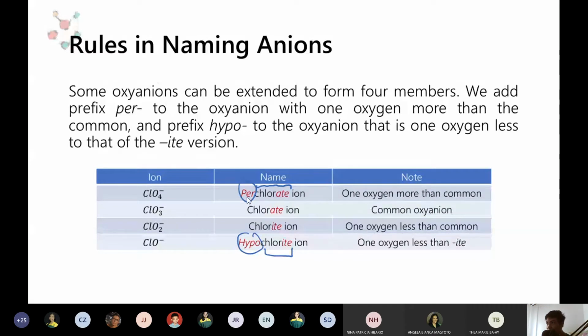But, ano yung extension? The usage of per and hypo. Pag per, meaning yan, your ate version, nadagdagan siya ng isang oxygen na. Yung hypo naman, yung ite version yan, nabawasan ng isa pang oxygen. So, from 3 to 4 oxygen, yung chlorate magiging perchlorate. From 2 to 1 oxygen, so you will have chlorite, magiging hypochlorite. So, ganun lang yung naming system. Just copy the ate and the ite. Then you affix the per sa ate or you affix the hypo sa ite.